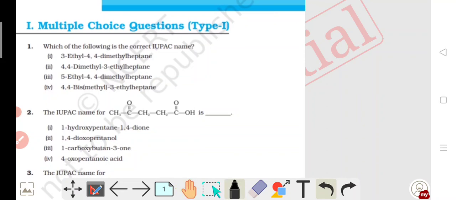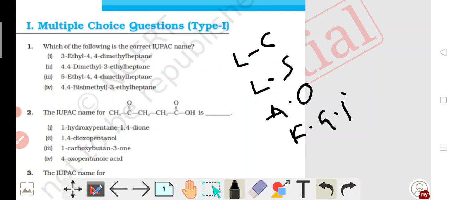Which of the following is the correct IUPAC name? As you know that IUPAC means International Union of Pure and Applied Chemistry, which is based on some basic rules, that is longest chain, lowest sum, alphabetical order, then functional group priority. This fourth rule basically helps to determine the IUPAC name of an organic compound.